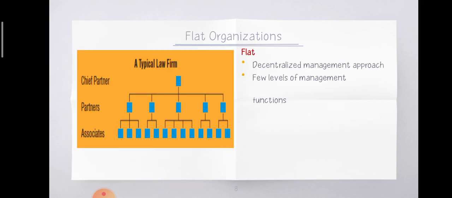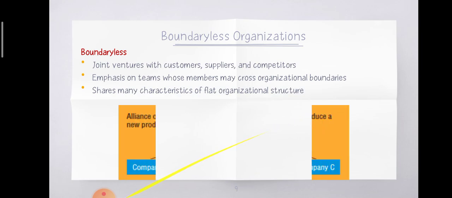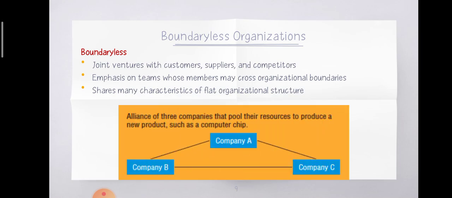Okay, and the last one is of course the boundaryless organization. When we say boundaryless organization, it's a sort of combination of these two, no? Okay, a boundaryless organizational structure enables an organization to form relationships with customers, suppliers, and or competitors.